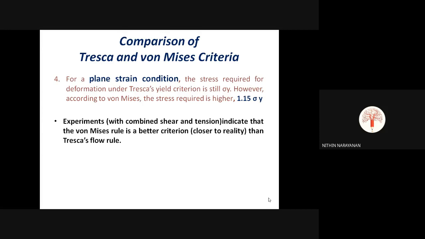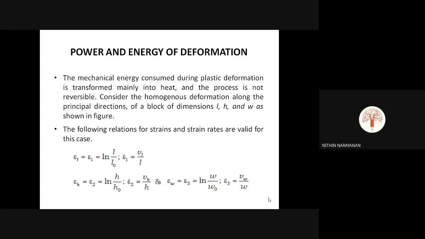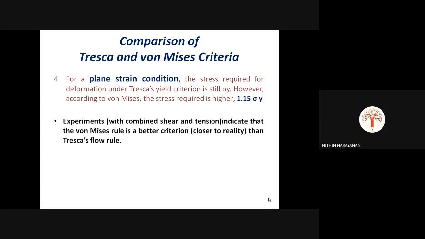That is about yield criteria. There are two types of yield criteria, von Mises and Tresca, and we have seen each one. Now a recap: the stress strain relationship, and the notation used for stress and strains. The relationship is Hooke's law.